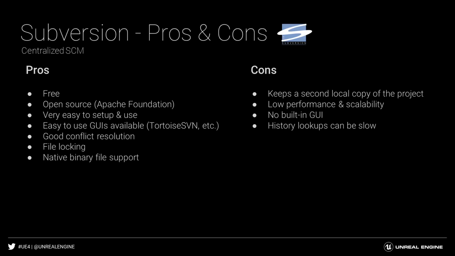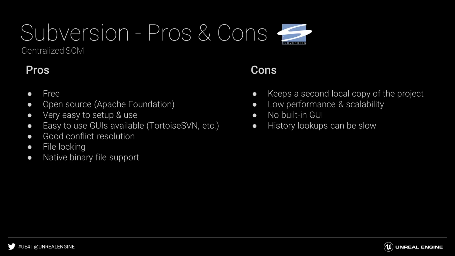First of all, in the pros section, Subversion is once again an open source tool. It's provided by Apache. It is free and it's very easy to use and very easy to set up. And there are some great GUIs to use with it as well, including Tortoise SVN. And it has some good conflict resolution and some other features.